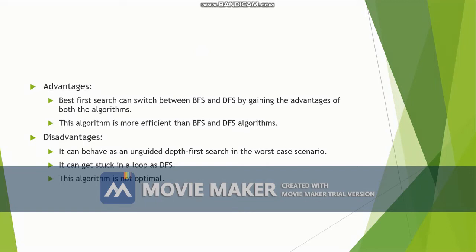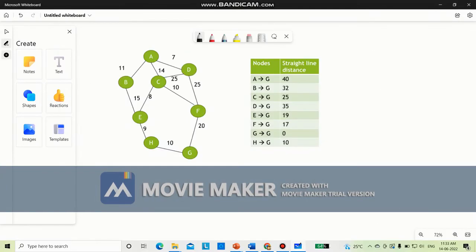Now we will see an example graph, and with the help of it I will try to explain the algorithm. So consider this graph. We need to find the path from A to G. A is the starting node and G is the goal node. We need to find the path from A to G using best first search.